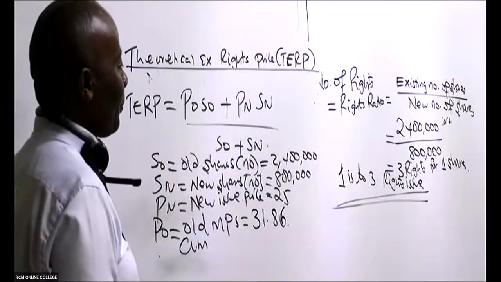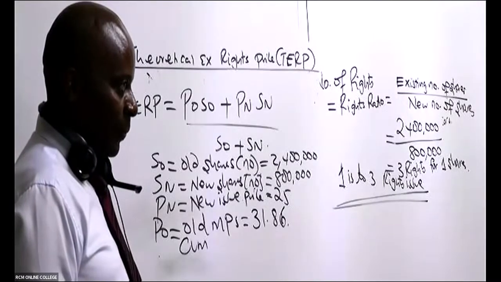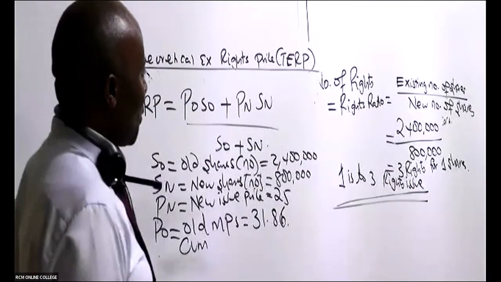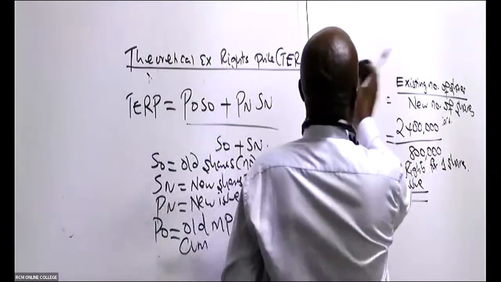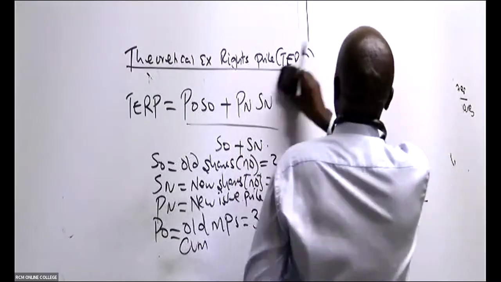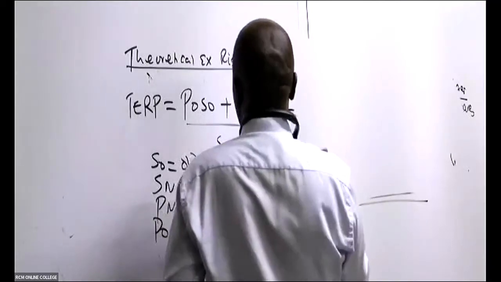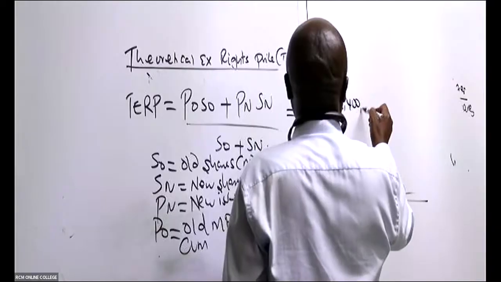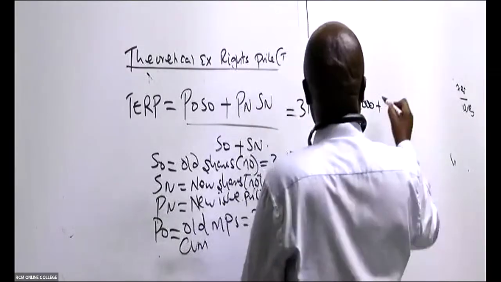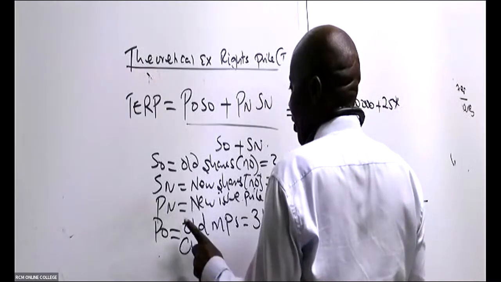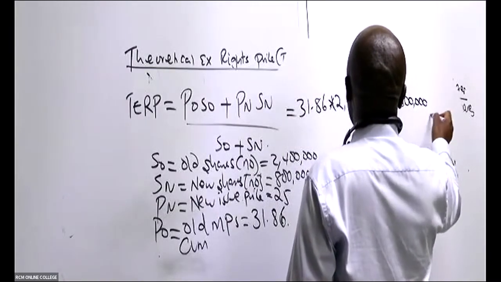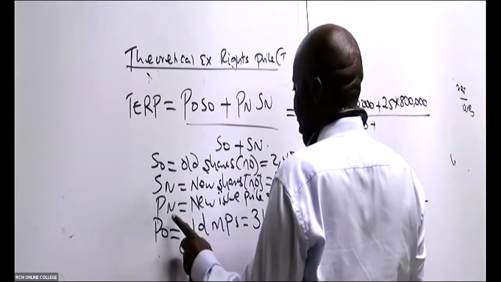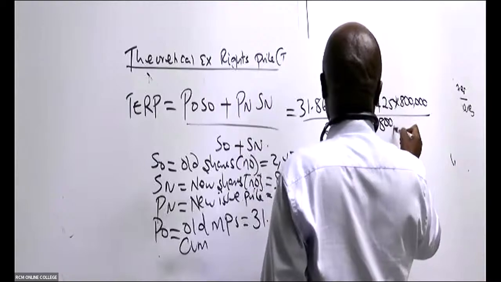Now substitute into the theoretical ex-rights price. So now we are substituting like superstars. PO we have here 31.86 times SO, the old one, 2.4 million, plus PN, which is 25, times SN, the new shares, 800,000. Divide this by SO, which is 2.4 million, plus SN, which is 800,000.